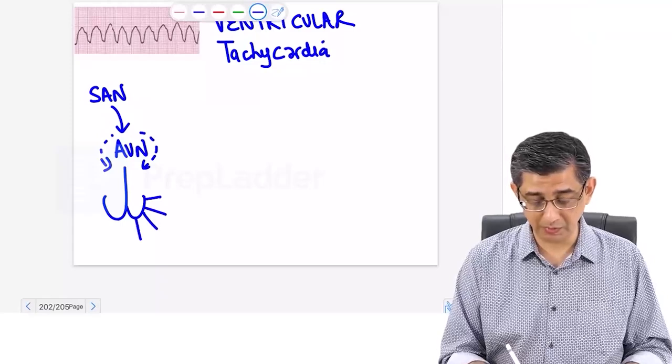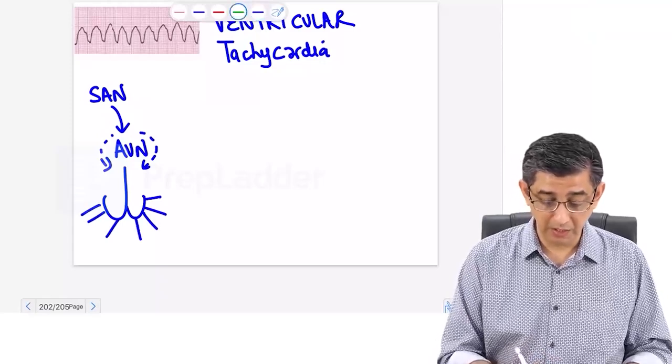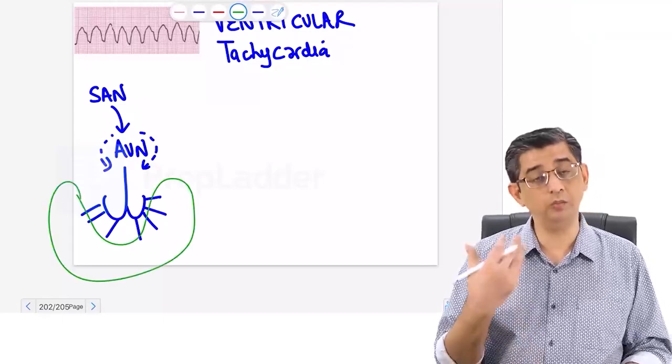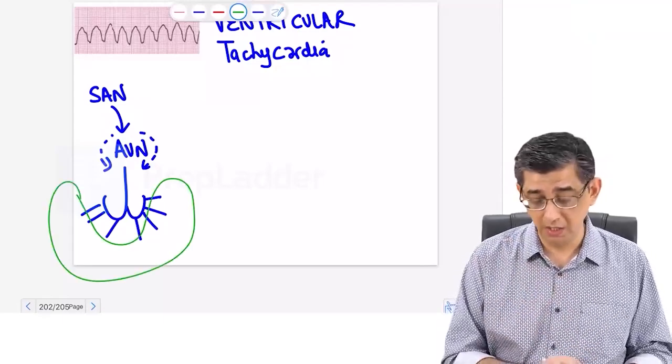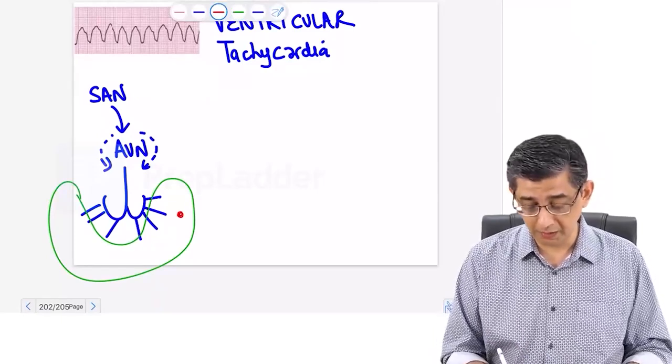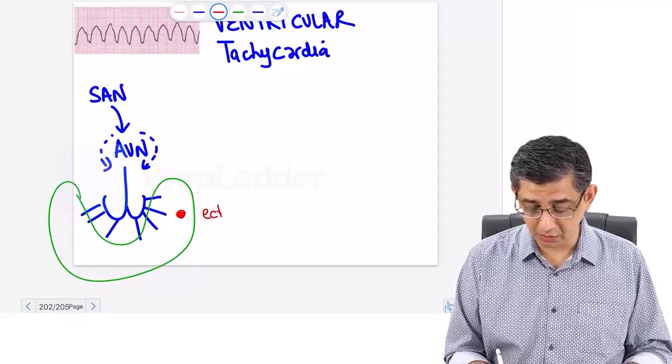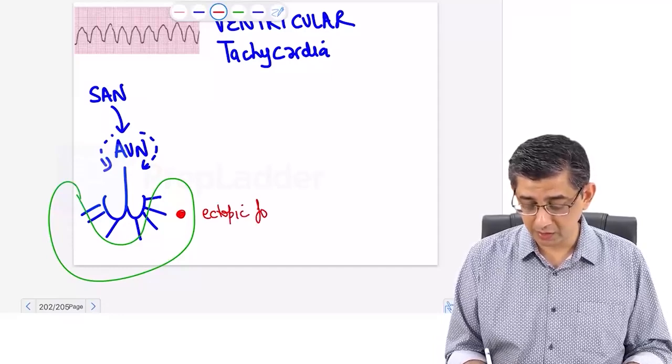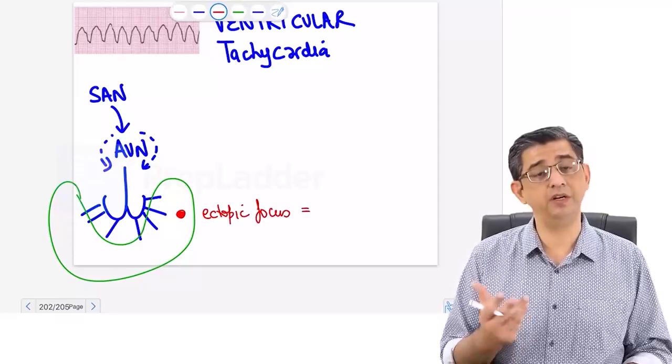So let us imagine this person had a myocardial infarction. He has luckily survived. You have maybe even thrombolyzed this guy or done a primary PCI, but unfortunately due to damage in the heart, due to ischemic damage in the heart, there is a creation of an ectopic focus, and this abnormal focus is firing at a very fast rate.